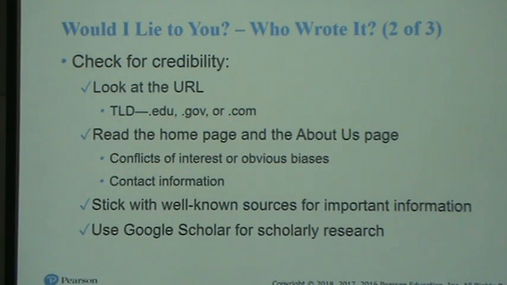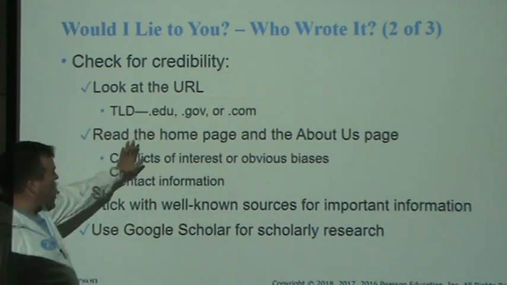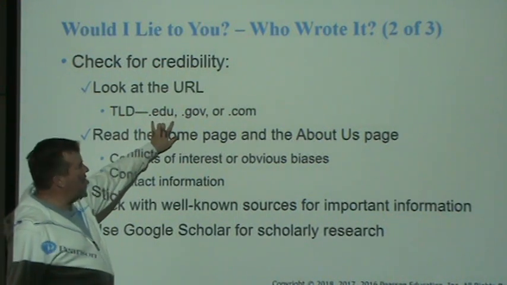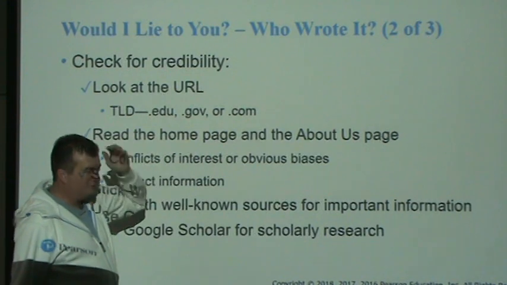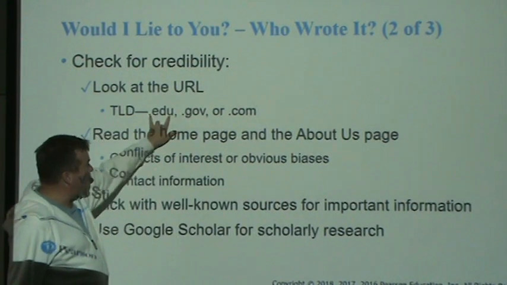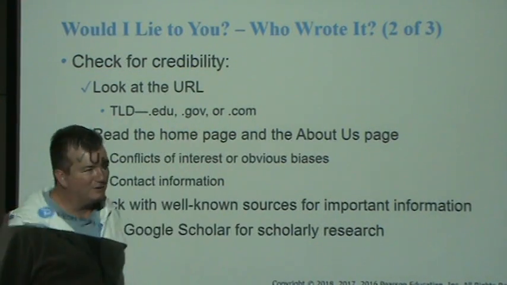So if you want to check for credibility, you might want to look at the URL. Is it a well-known URL? Does it end in .edu? That means it's probably an educational institution. Does it end in .gov? It's a government institution. You could decide if you trust these or not. Commercial just means someone trying to make money.